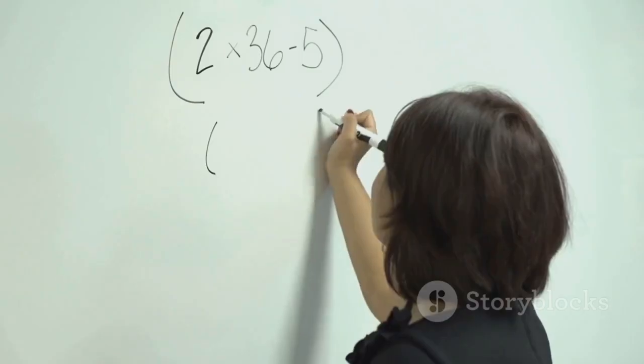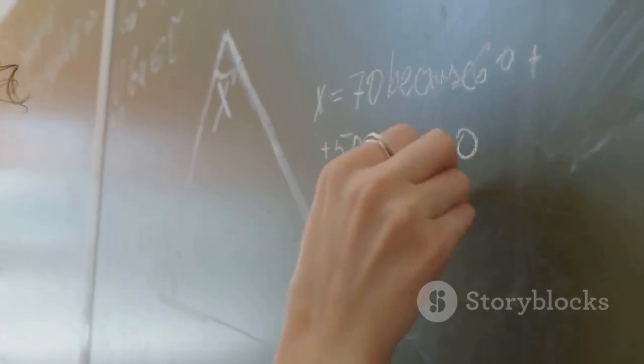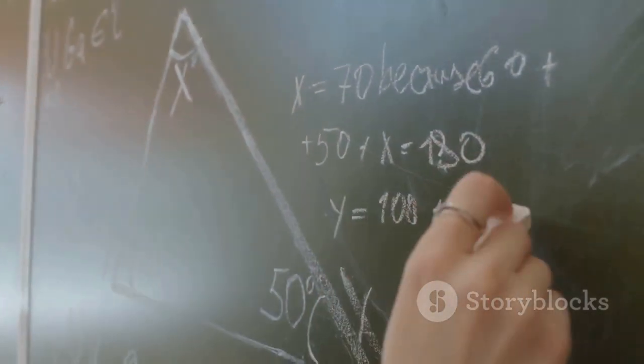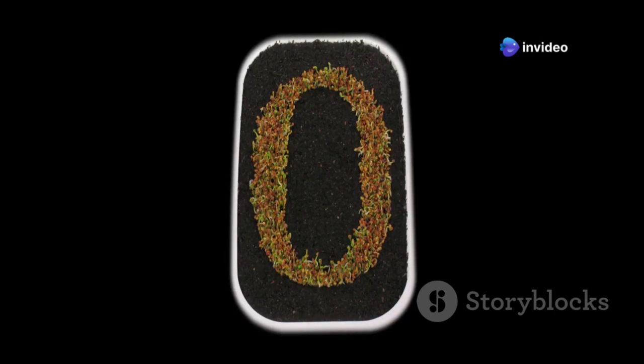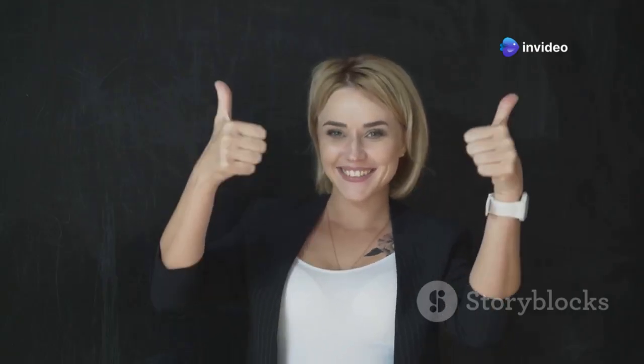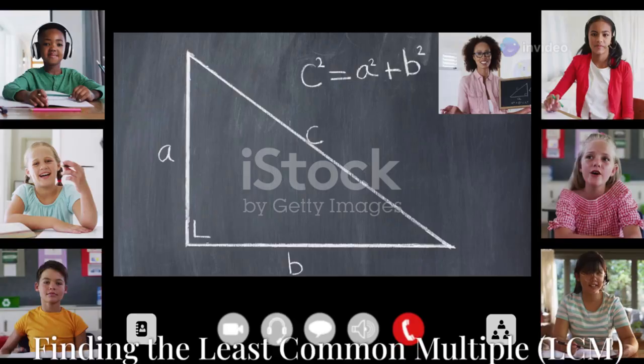Next, let's look at divisibility by 5. A number is divisible by 5 if the last digit is either a 0 or a 5. Finally, a number is divisible by 10 if it ends in a 0. You guessed it, 350 fits the bill.